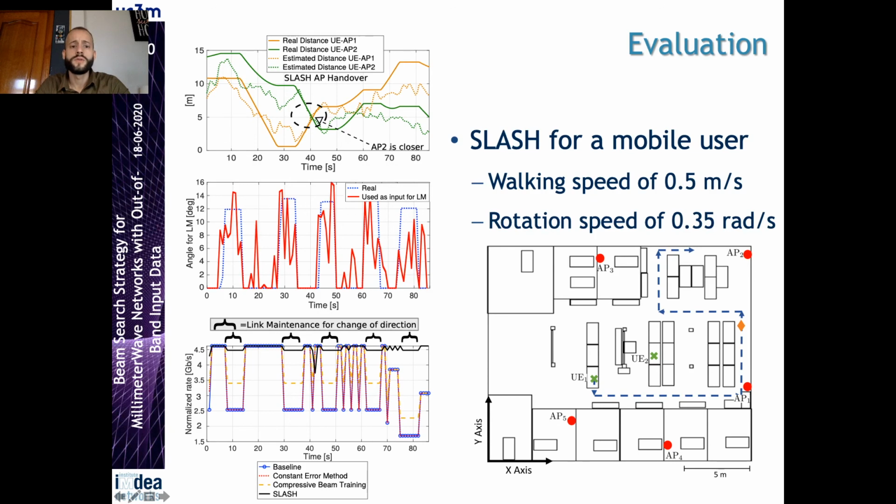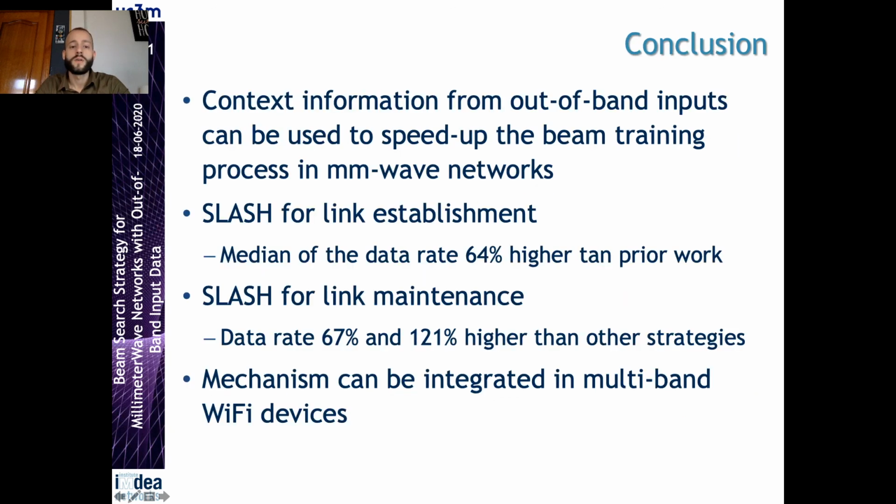In conclusion, today we have seen how context information from out-of-band inputs can be used to speed up the beam training process in millimeter wave networks. More specifically, we evaluated SLASH for link establishment, having a median data rate which is 64% higher than prior work. Also SLASH for link maintenance, where we have seen a data rate 67% and 121% higher than other strategies. And this mechanism can be integrated in multi-band Wi-Fi devices.